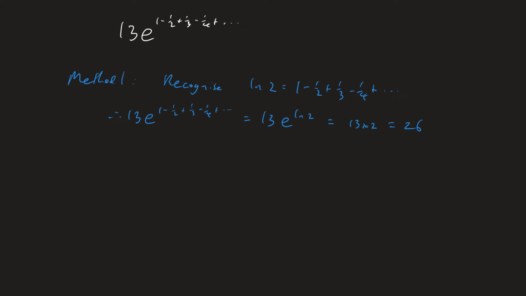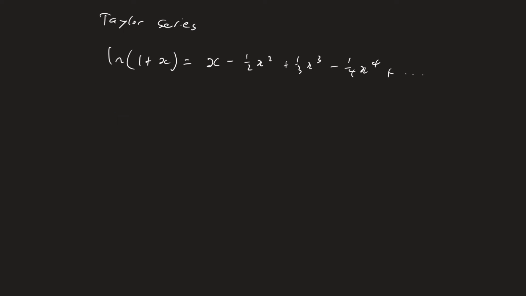The rest of this video quickly examines why this is true, and if we didn't immediately recognise it, how could we try to deduce it? It is tempting to justify that the series equals the logarithm of 2 from the Taylor series expansion here. Indeed, if we substitute x equal to 1 into this expression, we get that the logarithm of 2 is equal to 1 minus a half plus a third minus a quarter, etc.